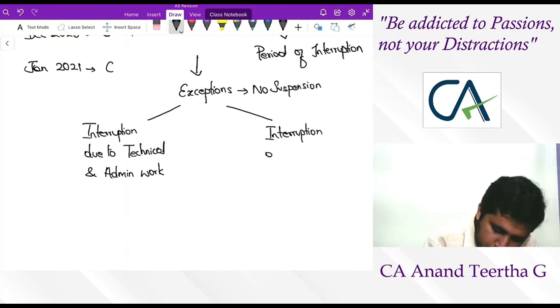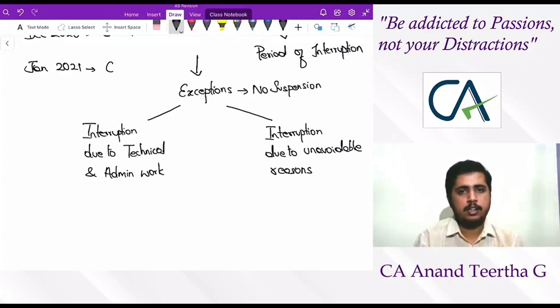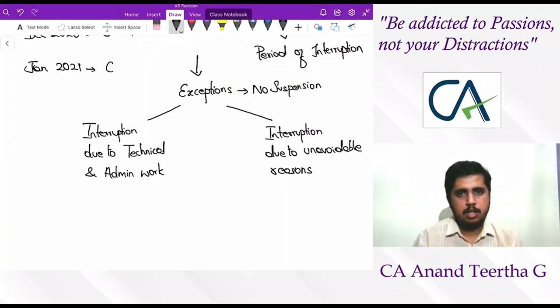Second one, interruption due to unavoidable reasons. Interruption due to unavoidable reasons, which means there are unavoidable reasons whereby you have to suspend the work. There is no choice. One of the very famous examples is this. Say you are involved in constructing a bridge. Now, on one fine day, there were huge floods for that particular place. Now, what happens? You have to stop your work.